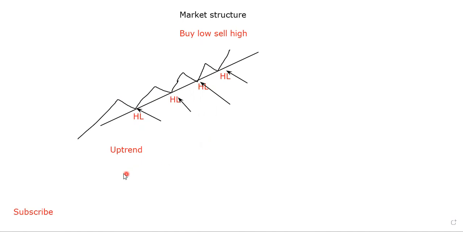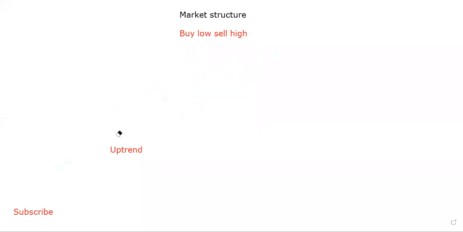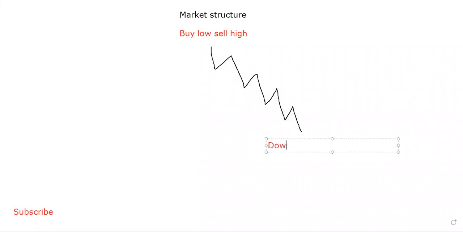So let me erase everything and show you how you trade the downtrend. This is what you do. You have a high, then a lower low, a lower high, a lower low, a lower high, a lower low, a lower high, a lower low. That's what you have. So when the market is trending to the downside, you have a downtrend right here.